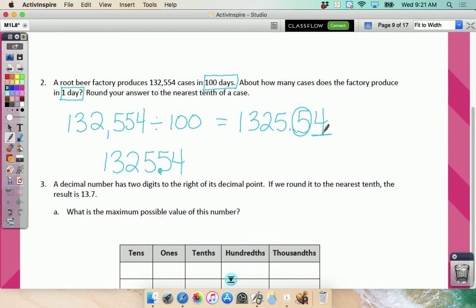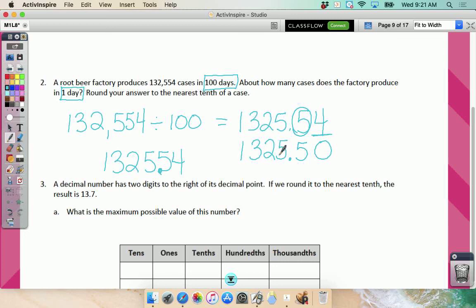And does a 4 tell me to keep the 5 the same or add one? Keep it. Now flex your muscles like a hero. Digits to the right change to 0. All the other digits stay the same. Yo, you're a winner in the rounding game.